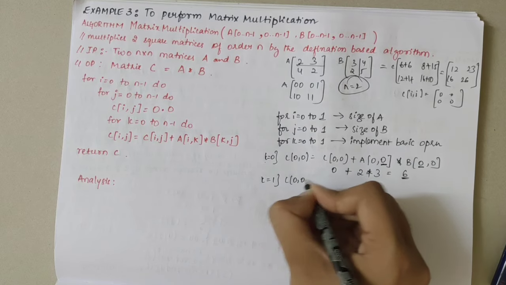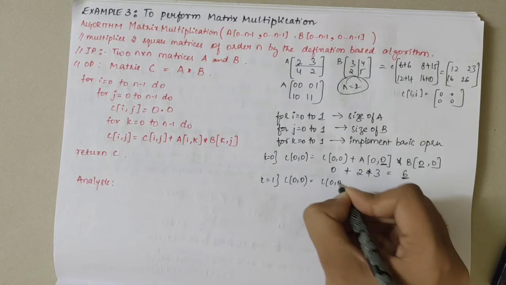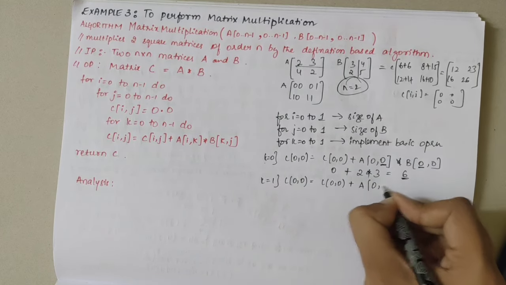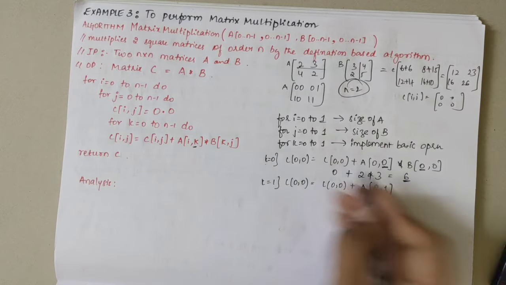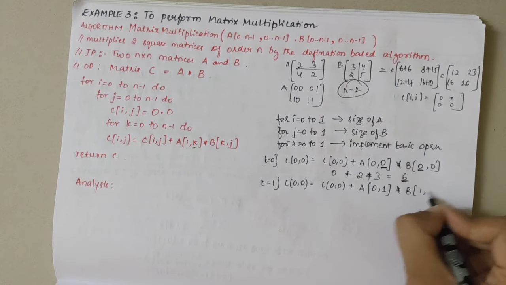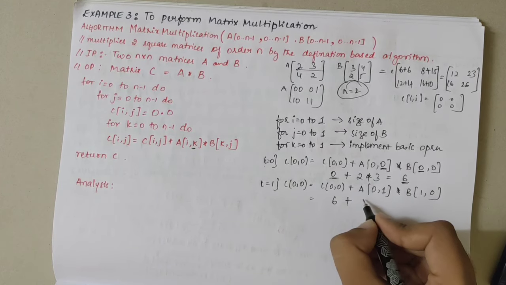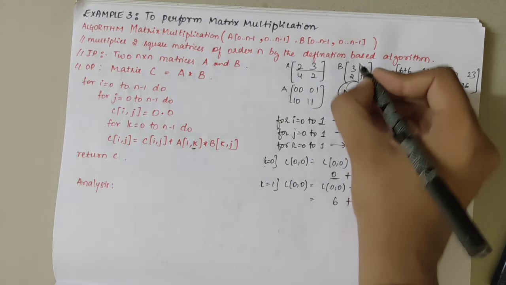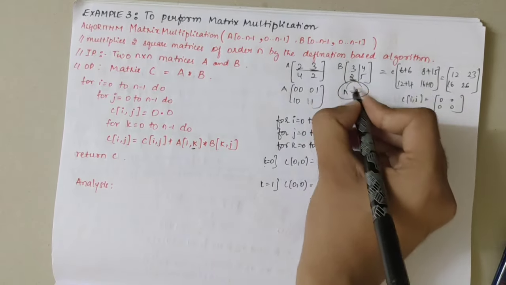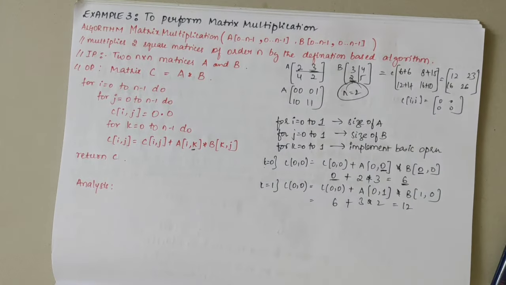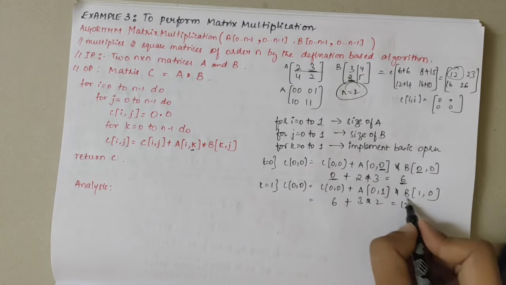So again I'll write C of 0 0 is equal to C of 0 comma 0 plus A of 0 comma 1, because the k value is updated here, star B of 1 comma 0. So the previous C of 0, 0 value, I know it is 6. Here again I get 3 into 2, this part and this part. So I'll get it as 12. So we require 12 here, we got 12 here.